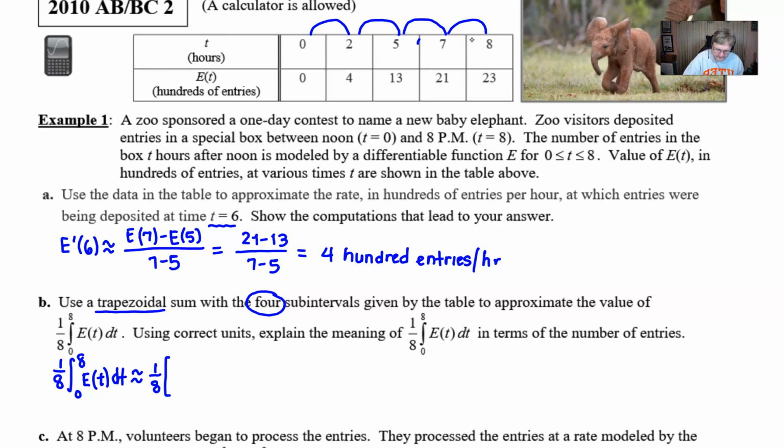So let's not forget that the area of a standard trapezoid is 1/2 times the sum of the two bases multiplied by the height. Remember that this idea of height is the distance between these values of t. The bases, in turn, end up being the consecutive pair of E of t values. So for our first trapezoid, we can write down our 1/2.